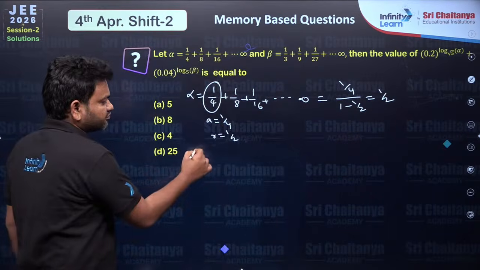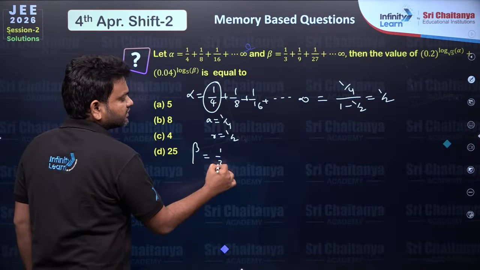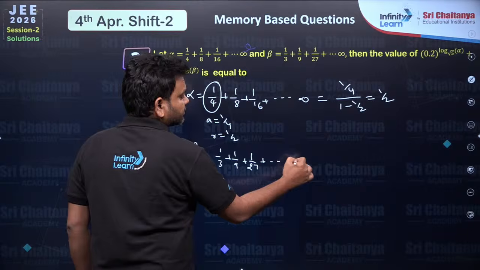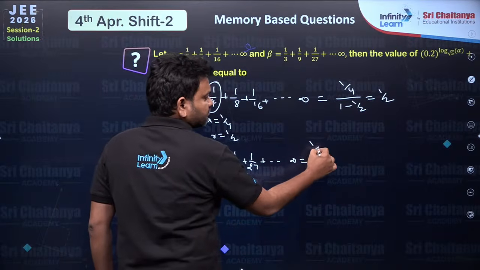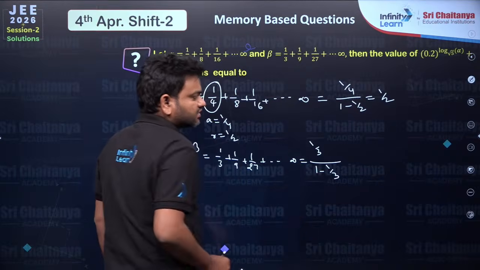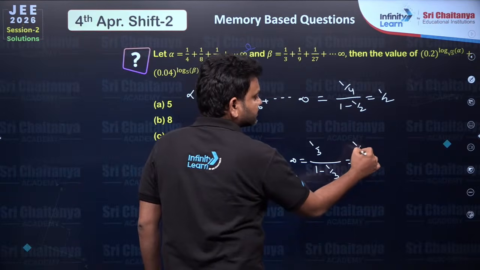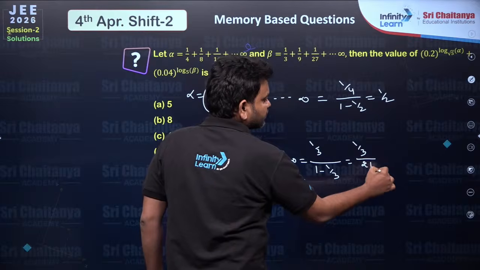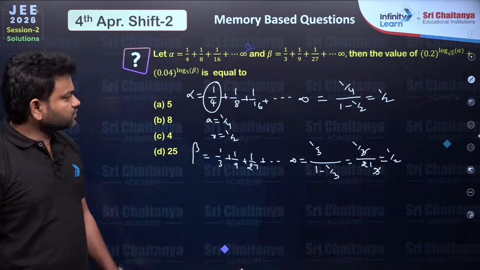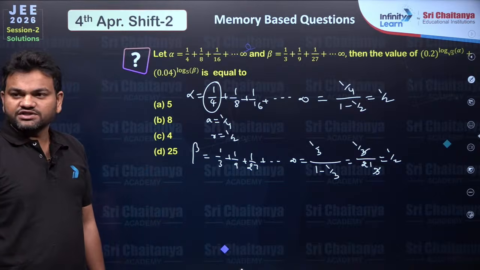And then we have beta, which is given to you as 1 by 3 plus 1 by 9 plus 1 by 27, and so on up to infinity. Therefore, the a value is 1 by 3 here, and the common ratio is also 1 by 3. So we are going to get, children, 1 by 3 by 2 by 3. This gets cancelled, so here also you are going to get half. So the alpha value is half, and the beta value is also half.